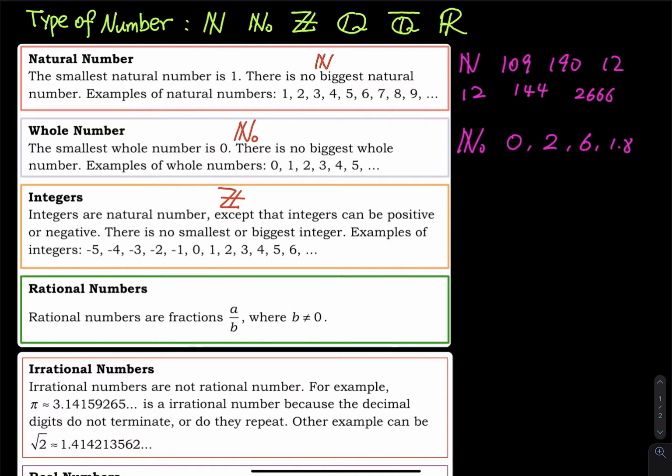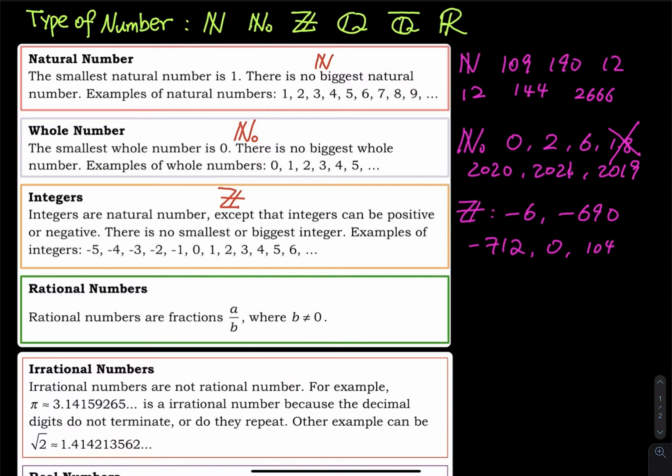How about 1.8? 1.8 is not a natural number, all right? And then 2020, 2021, 2019, they are whole numbers. Integers: negative 6, negative 690, negative 712, 0, positive 104. Right? How about 104.8? 104.8 is not an integer because we can't have decimals.